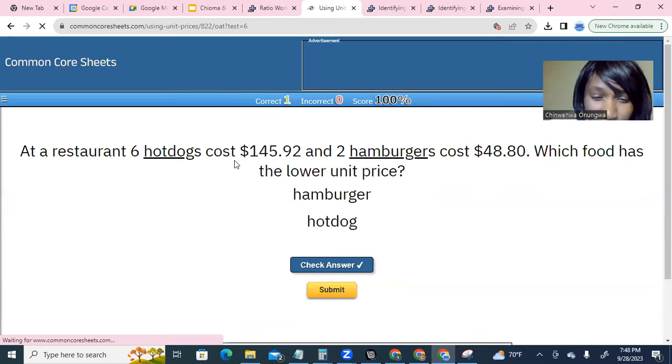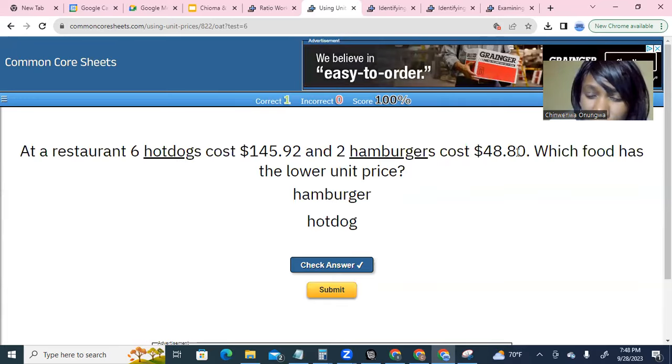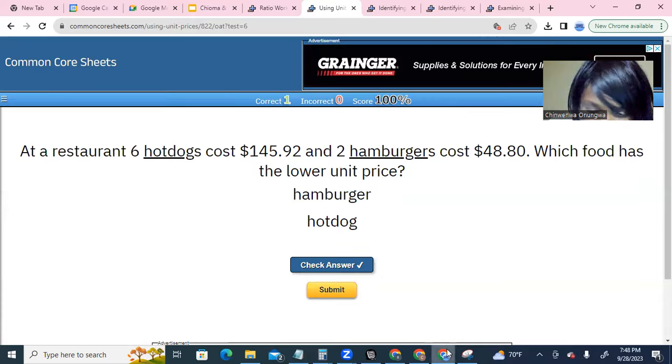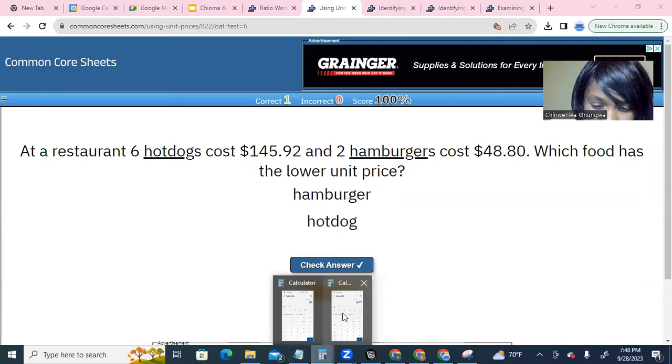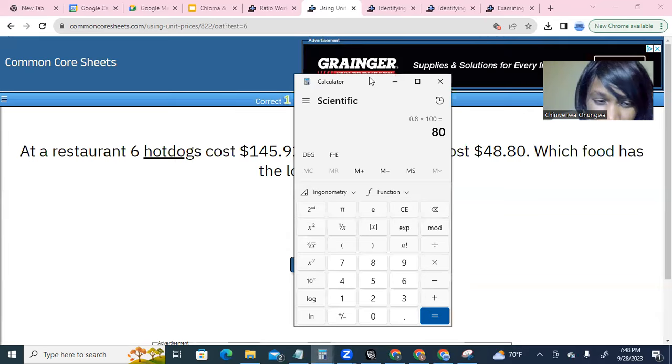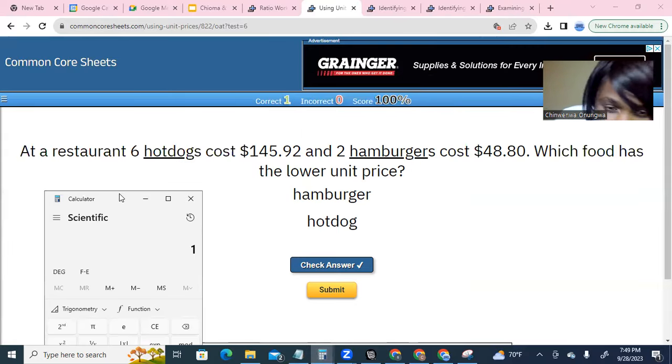It says at a restaurant, 6 hot dogs cost $145.92, and two hamburgers cost $48.80. Which food has the lower unit price? We'll just go ahead and get our calculator and divide to find our unit price. So we'll say 145.92 divided by 6. That means one hot dog costs 24.32.